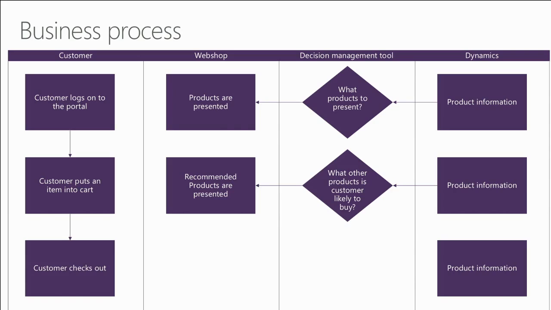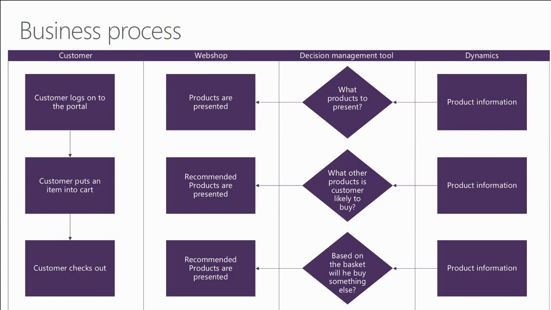And then just to complete the business process, the simplest thing is that the customer will check out. And again, you could argue there's another decision to be made here. I can use the clicker, I think. Based on the basket that he has so far, what other things can he buy, OK? And then those recommendations are presented. So this is very simplistic. But really what I want to point out is a lot of decisions are being made in this process.